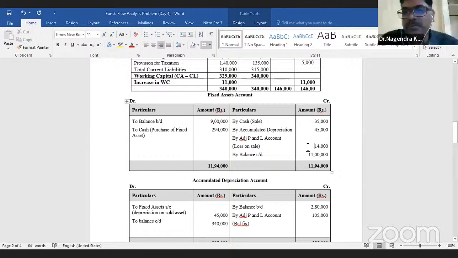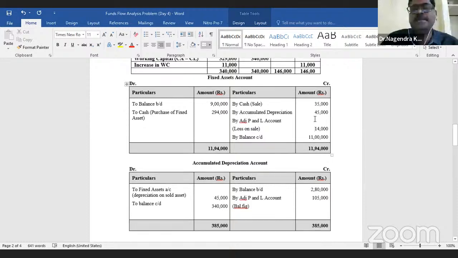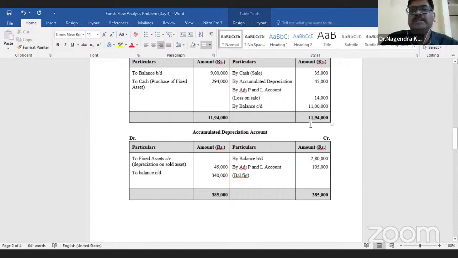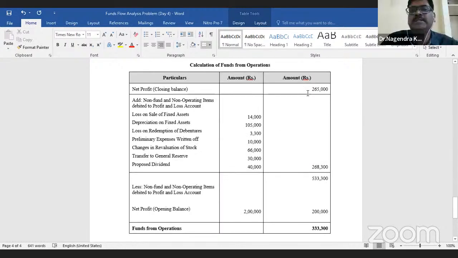This 14,000 rupees will be deducted from the profit of the year, but it is a non-recurring expenditure. So we have to add it back to the profit that was earned during the year. So this 14,000 will be added to the profit generated during the year.